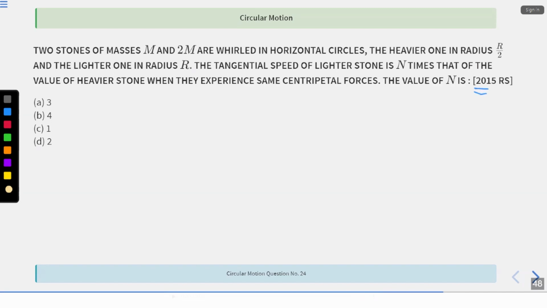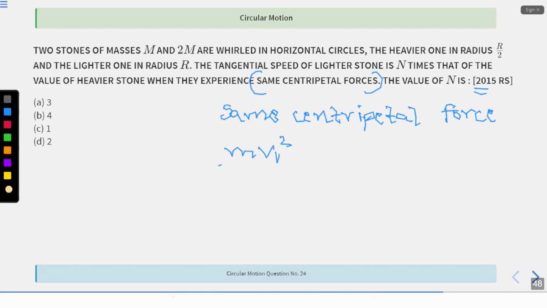So what they're telling is, one thing that we need to keep in mind is the same centripetal force. So this is the most important key that we can hop on to. So directly I'll equate them. So it has to be like m v1 square by r1. r1 is r by 2. Okay, so this is the heavier one, so it is 2m.